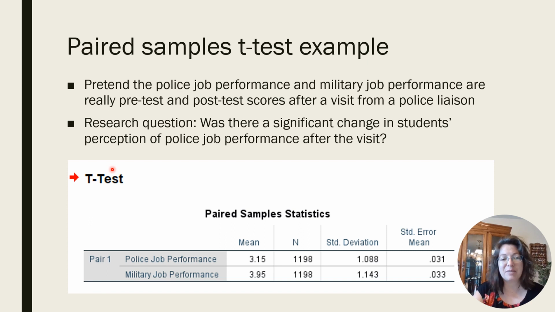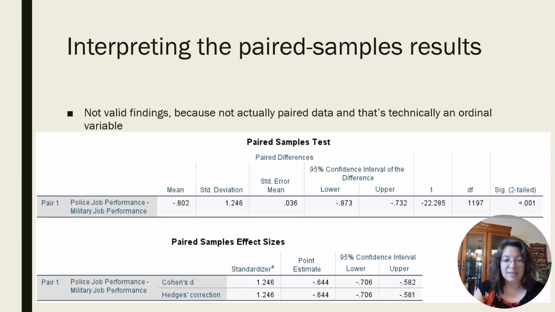So our research question here is going to be, was there a significant change in students' perception of police job performance after the police liaison visit? So we'll say police job performance is the pre-score and military job performance is the post-score. As with the other types of t-tests, the first table is always going to be that descriptive statistics table that shows you the average for that variable, how many students answered that question, and the standard deviation and standard error. The next two tables give you those actual results.